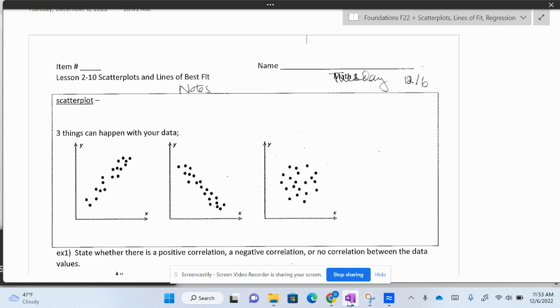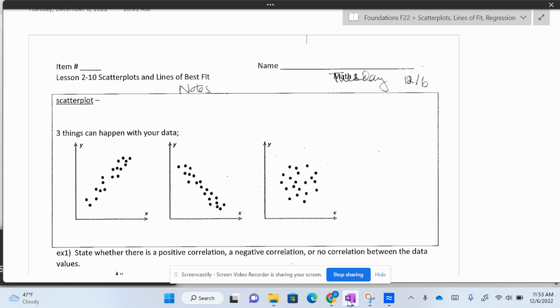Perfect. Okay. So the first thing that we're going to talk about is scatter plots. Those three images up there are scatter plots. Does anyone know what a scatter plot actually is? Like if I had to define it. I'm going to throw some words out there that maybe you don't know.